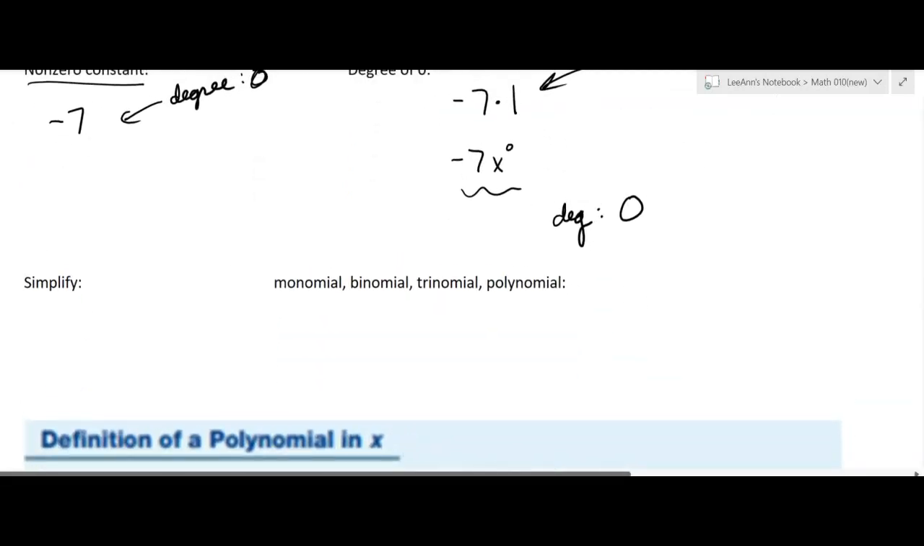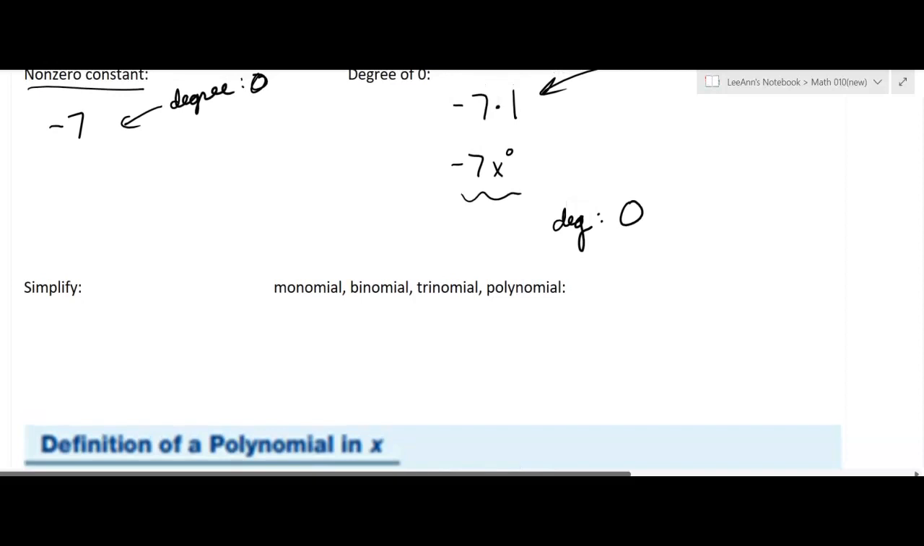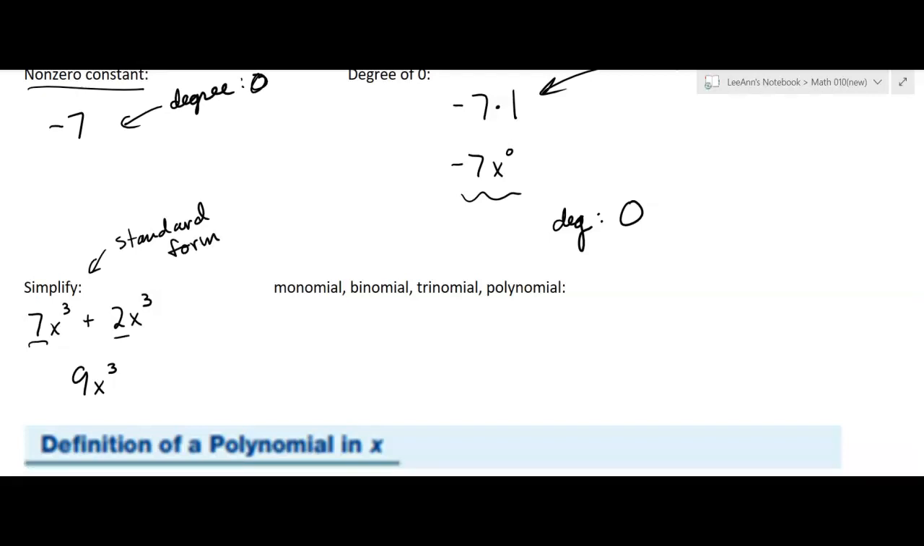Okay, a lot of times they want us to simplify. So when we have something like 7x cubed plus 2x cubed, those are considered like terms because they're both x cubed terms, and we can add them together. So what's 7 and 2? 9x cubed. And we're going to do more of that in a little bit. Okay, when we simplify, we want our answer to be in standard form. General rule.